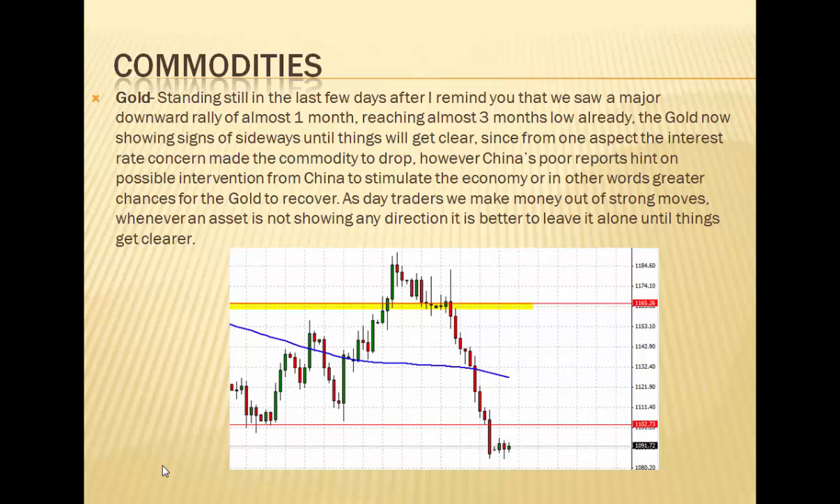As you can see below, this is gold's daily chart with a drop, a rally downward, and in the past few days it shows sideways movement. From here it might go a little bit higher, but at the end of the day the trend is your friend and you need to go in favor of the sellers.